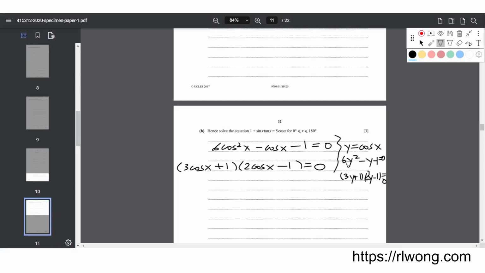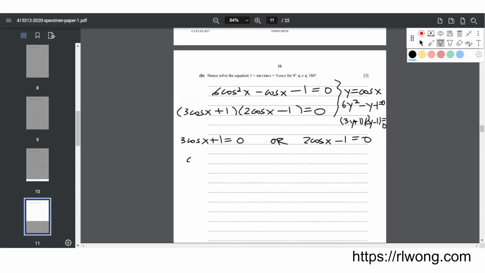So this times this equals to 0. So either of them will be equal to 0, right? So what I'll do is I will split it to 3 cosine x plus 1 equals to 0, or 2 cosine x minus 1 equals to 0. Okay? So now I'll find what is cosine x, which is equal to negative 1/3.